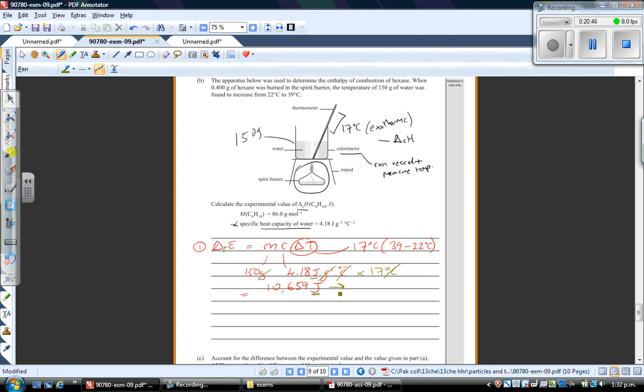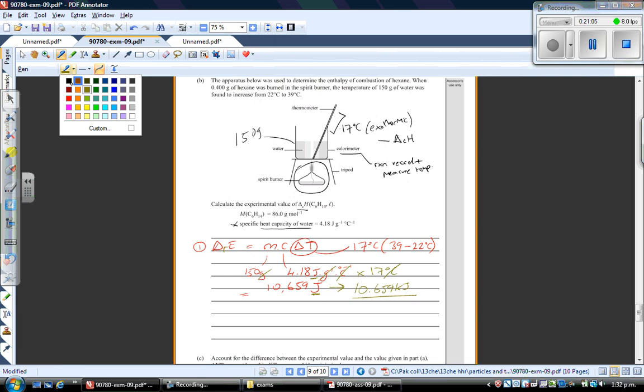Now, as I said at the beginning of this video, anytime you get energy in joules, you should try to change to kilojoules straight away. So 10,659 joules is also 10.659 kilojoules. So you've worked out the energy change for the reaction.